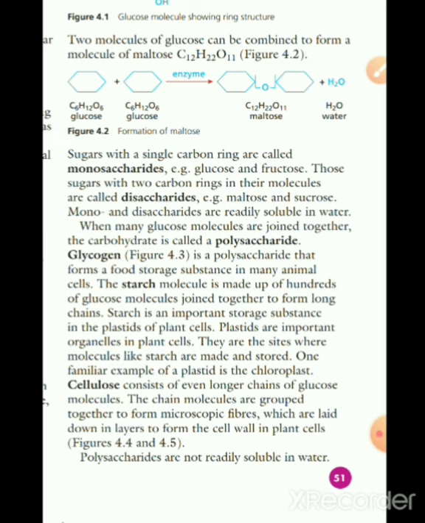We have already studied that the chloroplast contains a pigment called chlorophyll, and that chlorophyll is responsible for giving green color to the leaves. When chlorophyll is not present, no green color is observed in the plant leaves. Next is cellulose. Cellulose is made of even longer chains of glucose molecules. The chains of molecules are gripped together to give rise to microscopic fibers, which are laid down in layers to form the cell wall in the plant cell.